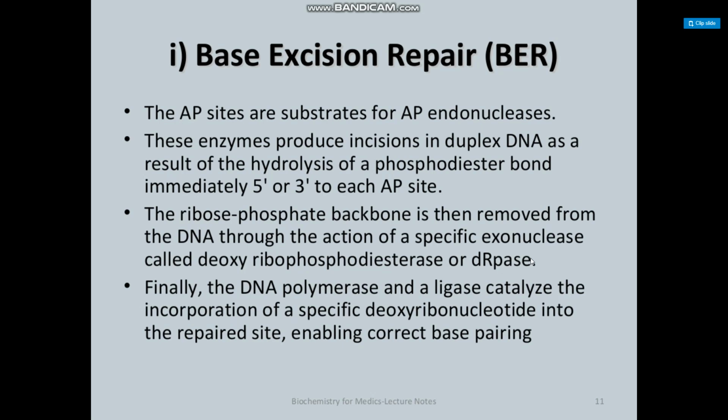These enzymes produce incisions in duplex DNA as a result of the hydrolysis of a phosphodiester bond, immediately 5' to each apurinic site. The ribophosphate backbone is then removed from the DNA through the action of a specific exonuclease called deoxyribophosphodiesterase, a DRPase type of enzyme.